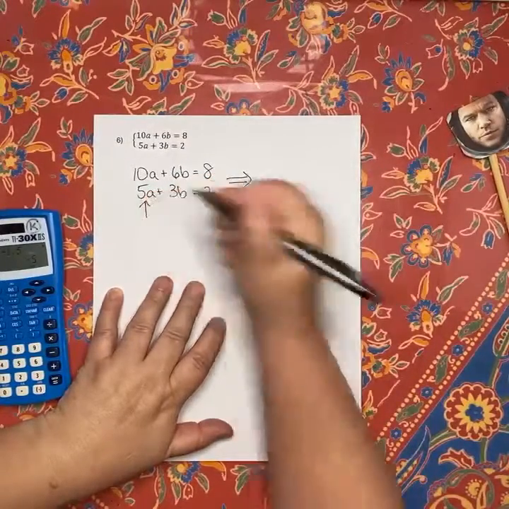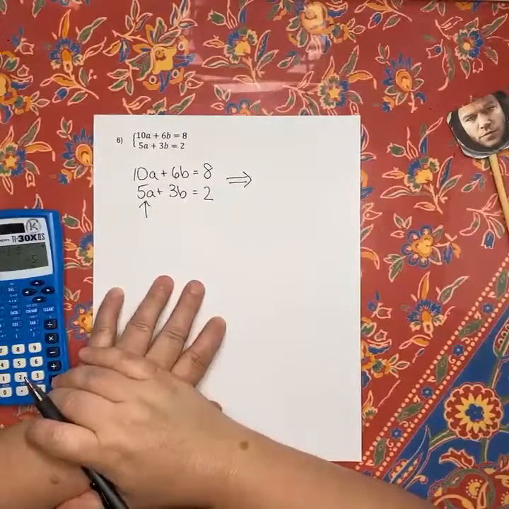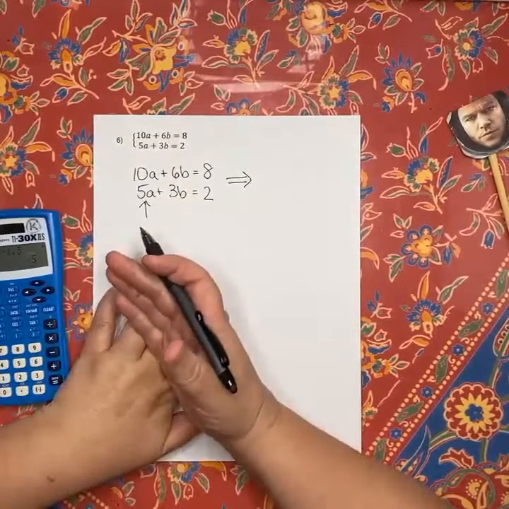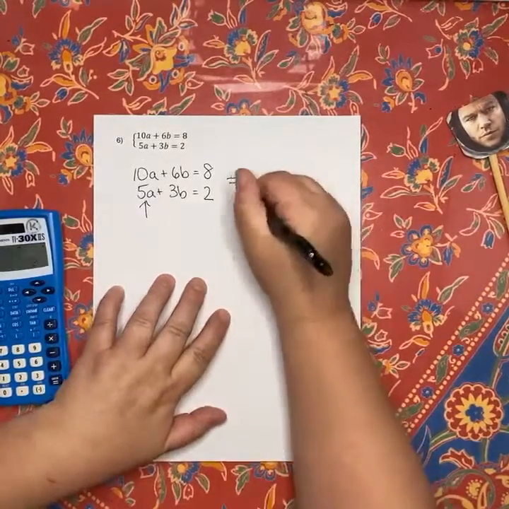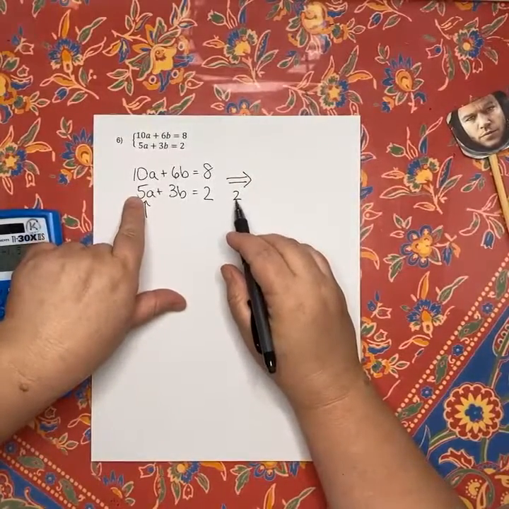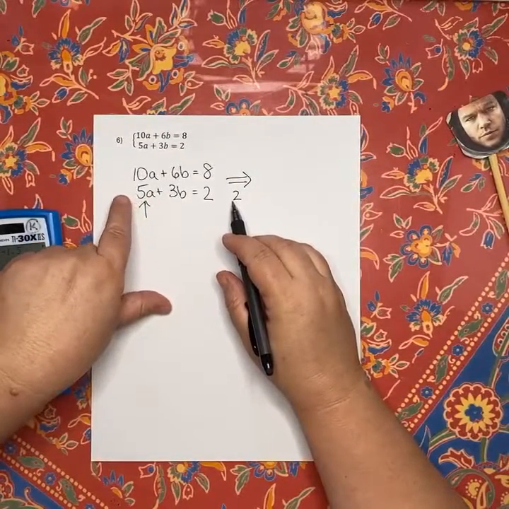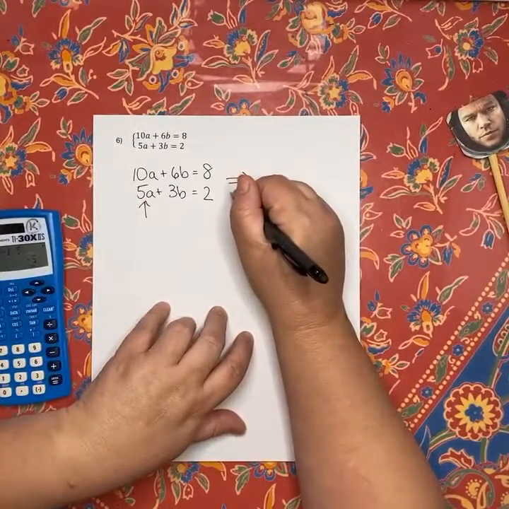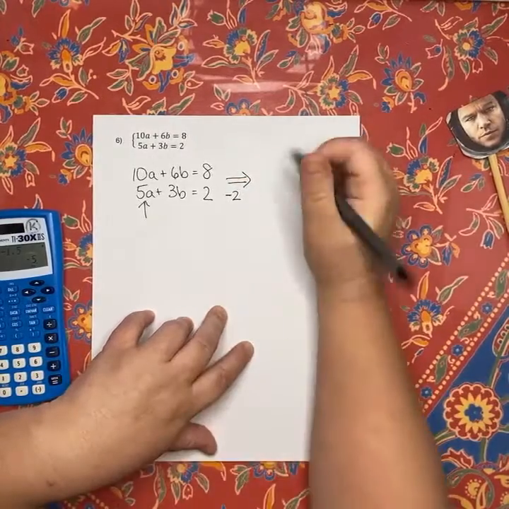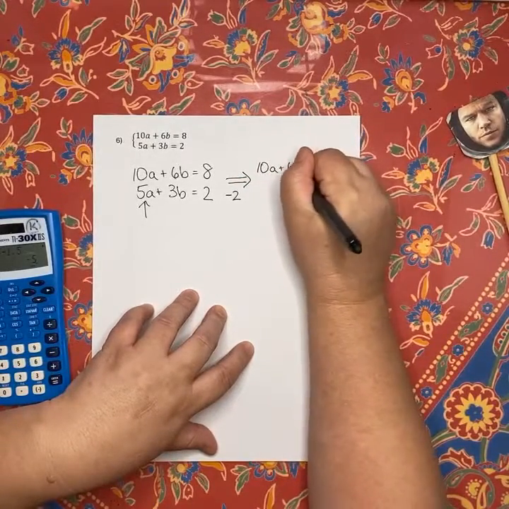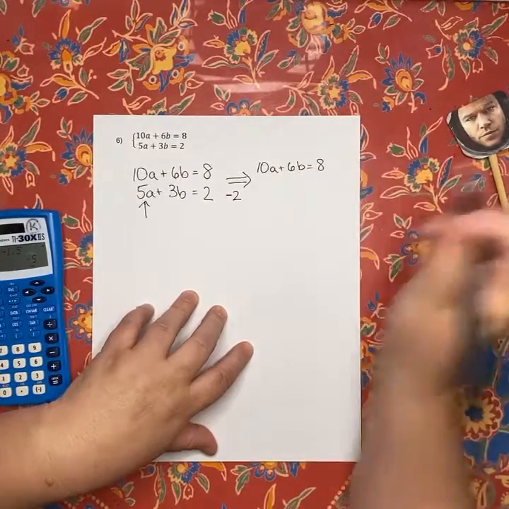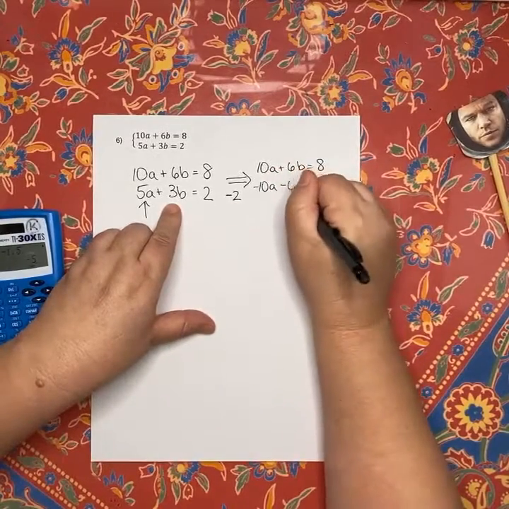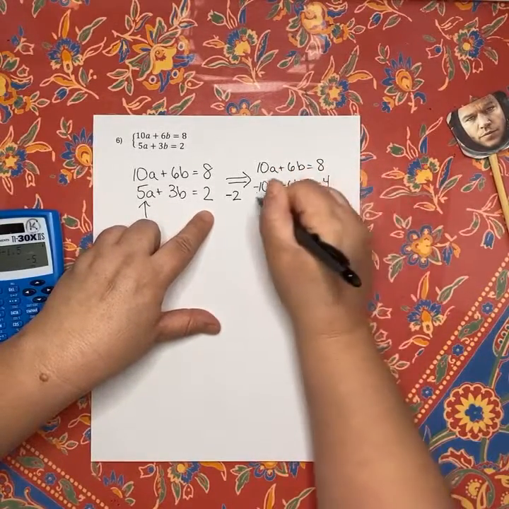I'm going to try to cancel my A's. So in order to do that, I need to think of a number that 10 and 5 have in common. Well, they're both going to 10. But if I multiply by 2 in the denominator, on the bottom one, this would also be 10. They would have the same sign. So I need to multiply by, you got it, negative 2. So up top, I got 10a plus 6b equals 8. Down in the bottom one, I get negative 10a, negative 6b equals negative 4.